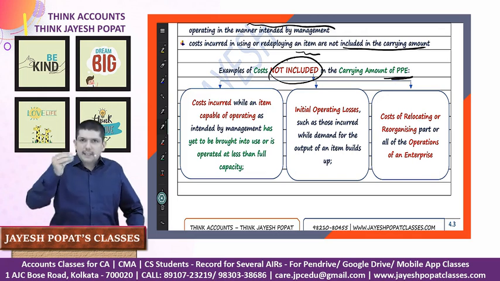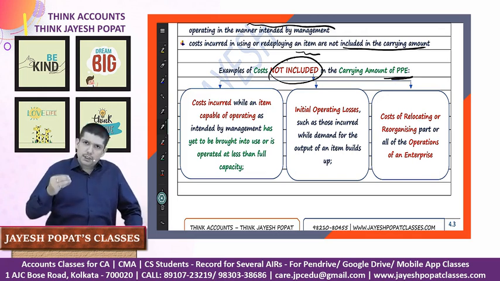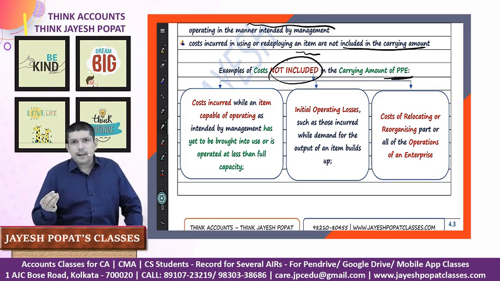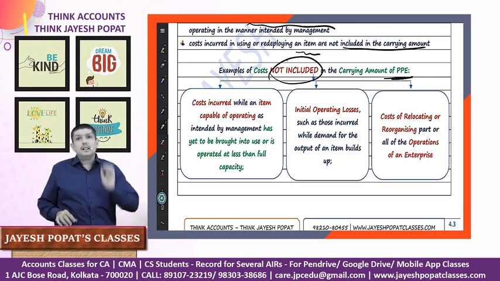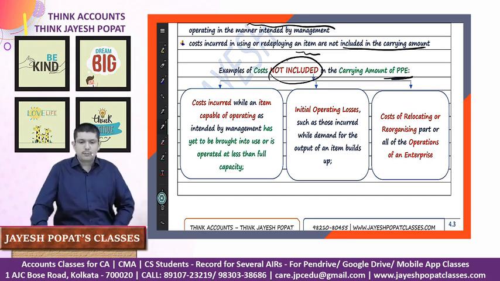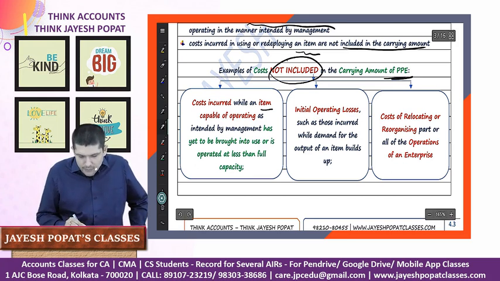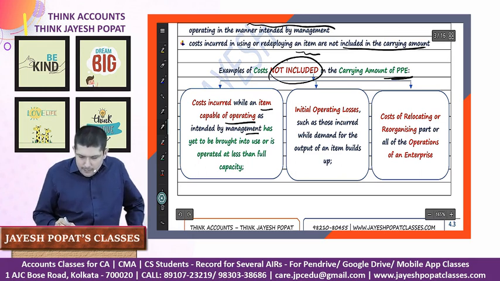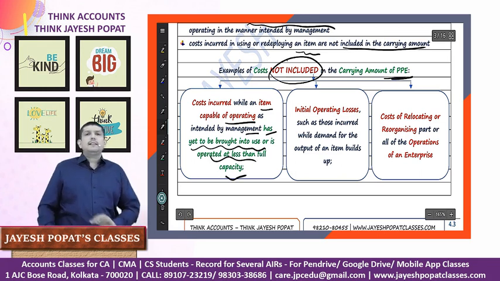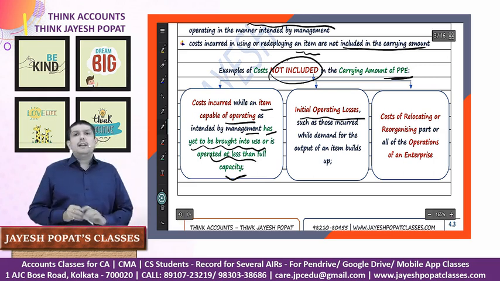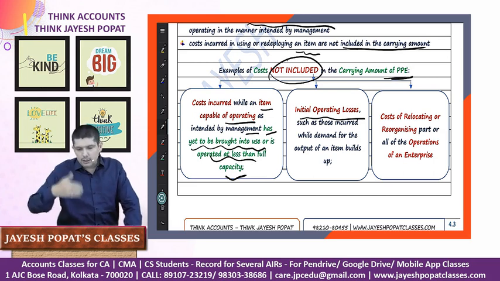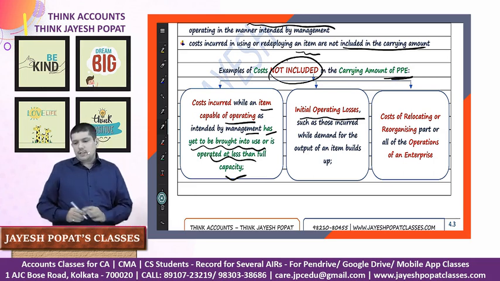The first item says that your asset is ready for the intended use. Now it is in a position that it can be used in the manner intended by the management, but you don't use that asset, or maybe you are using that asset at a lower capacity. During that period, if certain costs are incurred, that will not be capitalized in the cost of the item of PPE. Cost incurred while an item capable of operating as intended by the management has yet to be brought into use or is operating at less than full capacity, you will not capitalize the cost in relation to this particular time. Initial operating losses normally happen, in the initial period there are certain losses which are incurred. These are not considered as cost of the item of PPE.